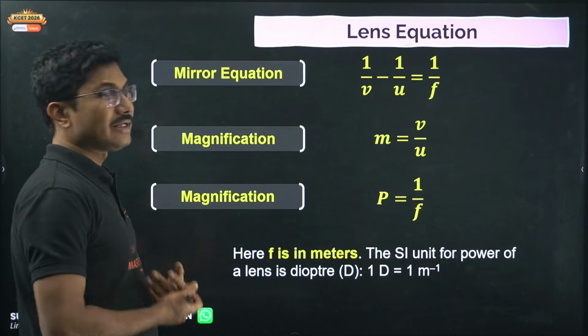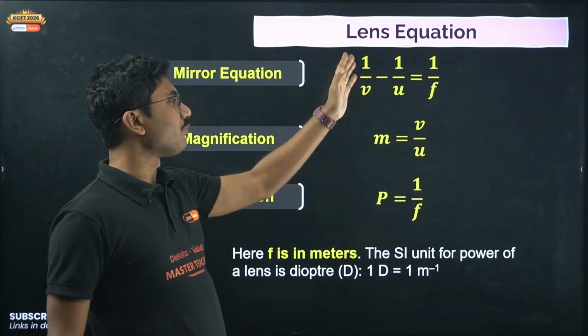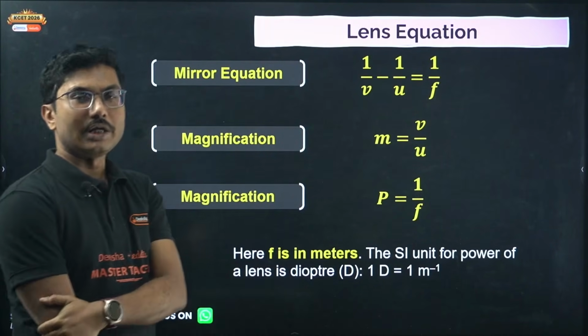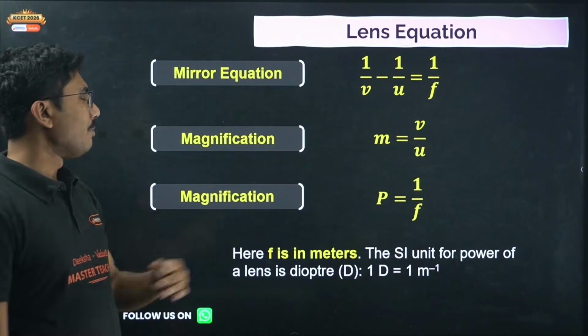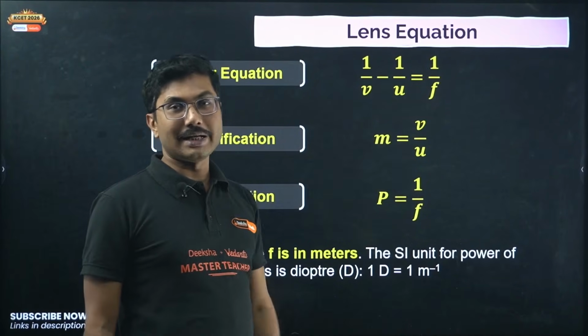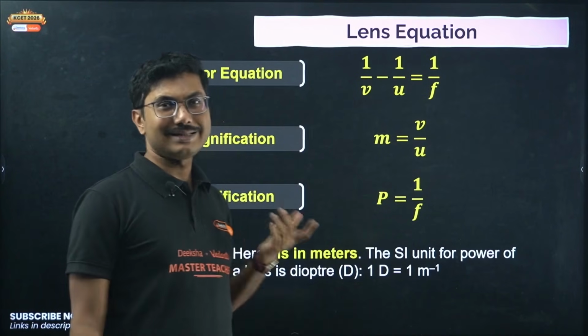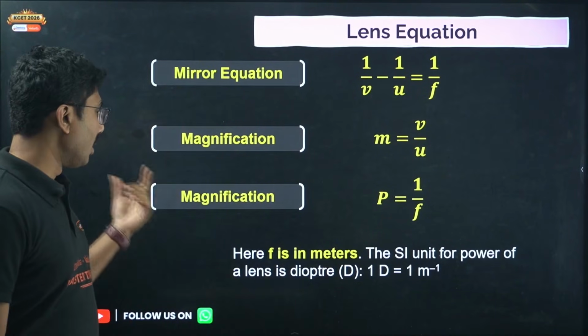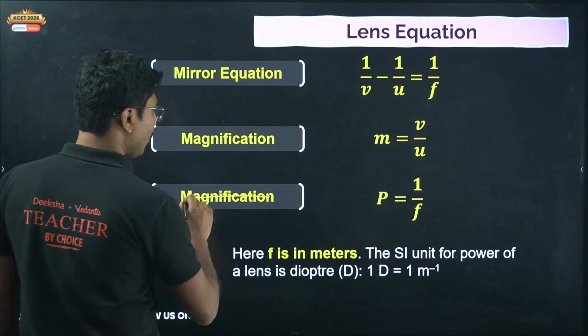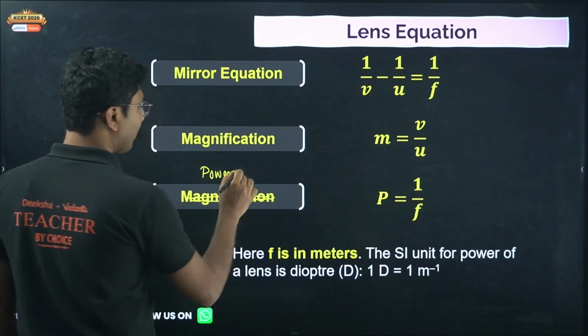Now the lens equation. From that equation you can derive this lens equation. The lens equation is 1 by v minus 1 by u equals 1 by f. Magnification is v by u. If you compare with the mirror equation, the negative sign in the mirror equation is missing over here, otherwise the formula is the same. Now, power of a lens is given by 1 by f.